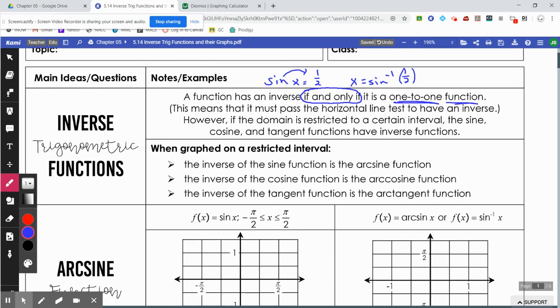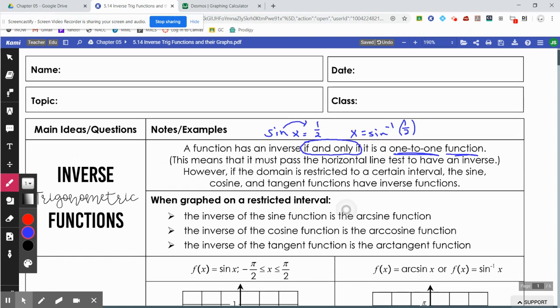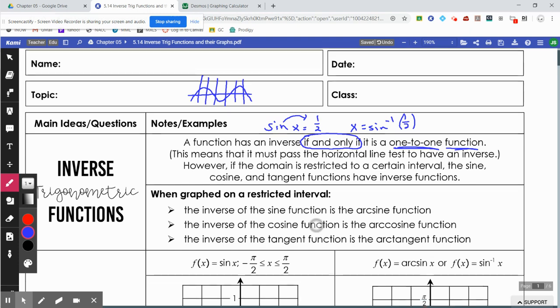First off, a sine curve. A sine curve is a function because it passes the vertical line test. However, we have an issue when we try to pass the horizontal line test. It is a function because it passes the vertical, but it does not have an inverse. So therefore, we've got to do something special to this sine function in order to make it have an inverse.